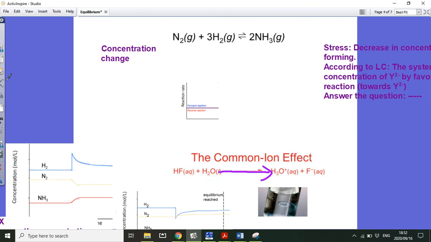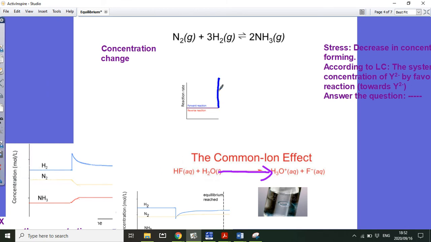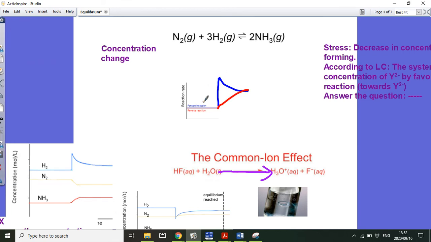So you're going to only increase the rate of the forward reaction, which is my blue line. And then we're going to form a new equilibrium immediately. So the red one's not going to shoot up. So it's not a general change in concentration, it's only that one substance that was added, not both substances. So it's just the one concentration that changes.